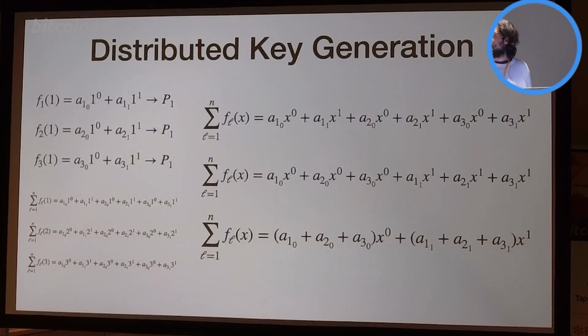And participant 1 knows A10, participant 2 knows A20, participant 3 knows A30, but they don't know each other's. So nobody knows this sum. Nobody knows A10 plus A20 plus A30. But now everybody has a share that will reconstruct to that secret, which is what we wanted. We wanted to do Shamir secret sharing without having to trust anyone. Now everybody has a share of a secret that nobody knows.